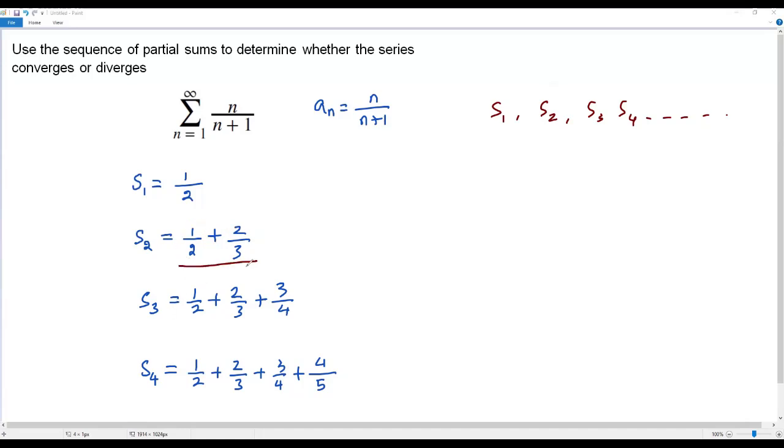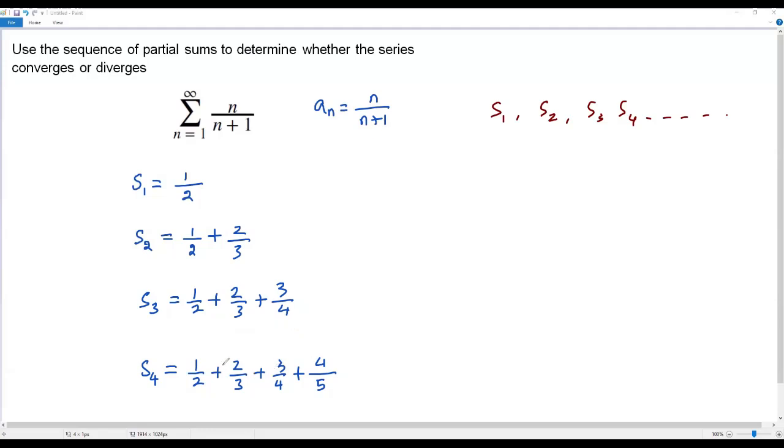So it is increasing. And also, if you notice the S3, the first term is 1/2, the second term is 2/3, which is greater than the previous term. And also, if you consider the third term, it's 3/4, it is greater than the previous term. Again, it is increasing at an increasing rate.